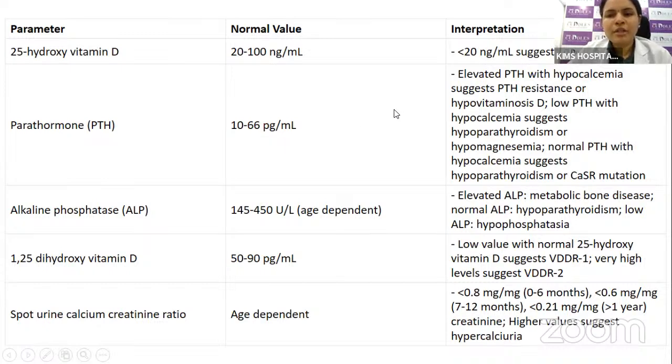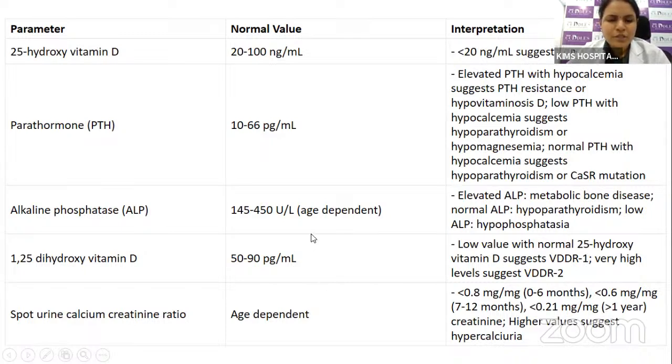So in general, if there is hypocalcemia due to dietary calcium or vitamin D deficiency, we expect parathormone levels to be elevated. Usually it is above 100 or 150 picograms per ml. Elevated PTH usually suggests either the presence of PTH resistance or hypovitaminosis D, whereas a low PTH with hypocalcemia will suggest that the baby has hypoparathyroidism or hypomagnesemia.